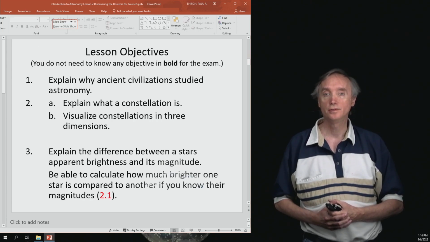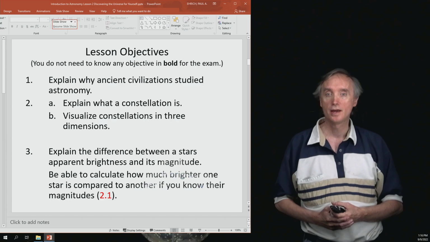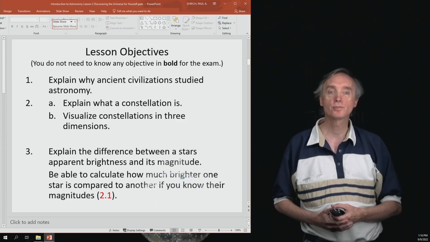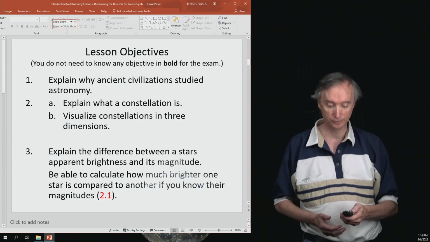So today, here are your learning objectives. You should be able to explain why ancient civilizations studied astronomy, explain what a constellation is, visualize constellations in 3 dimensions, explain the difference between a star's apparent brightness and its magnitude, and be able to calculate mathematically how much brighter one star is compared to another if you know the two stars' magnitudes.